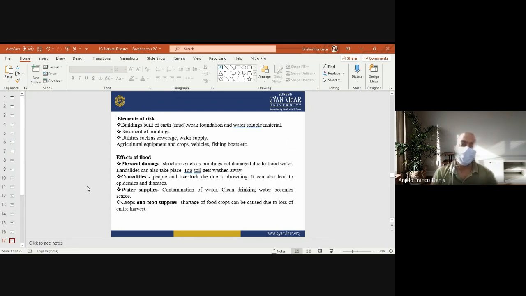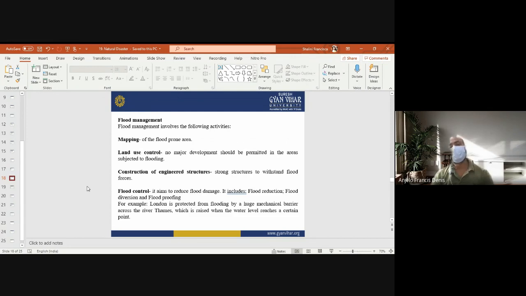What are the elements which are at risk? Buildings, basements of buildings, utilities such as sewerage, water supply, electricity facilities, then agricultural equipment and crops, vehicles, fishing boats, etc. are the elements or components which are at risk due to flood. There are a few effects of flood, like physical damage, casualties, water supplies, crops and food supplies. Whenever there is flood, there is damage to structures. There are casualties of people and livestock, then contamination of water, either surface water or groundwater, and a shortage of crops and food supplies. Wherever there is any kind of disaster, the first thing that occurs is a shortage of food.